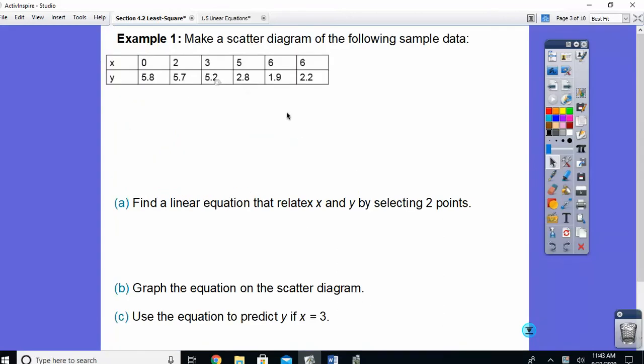If I just gave you this data set and asked you to make a scatter diagram, we can do it on the calculator. If you're doing it by hand, make sure you are spacing things accordingly. So my x's go from 0 to 6. My highest y value is a 5.8.